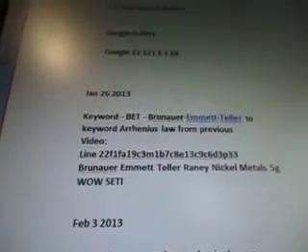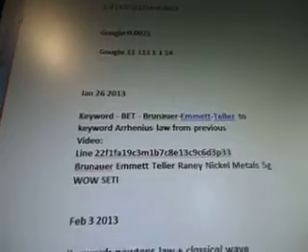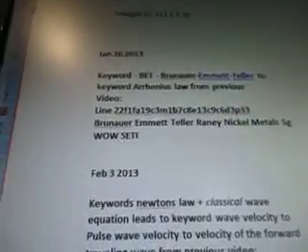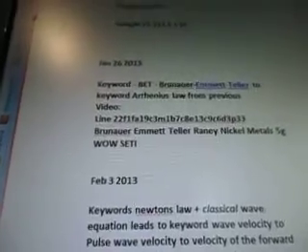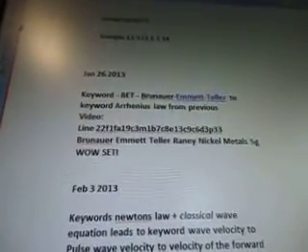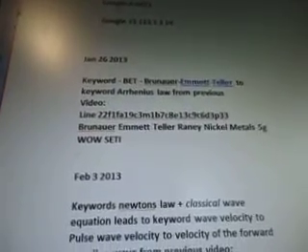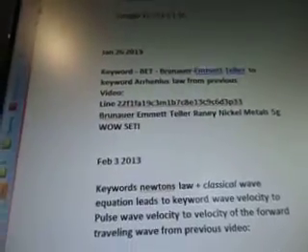We're still working on the keywords from BET Brunauer-Emmett-Teller that led to Arrhenius law, and that was from line 22f1fa19c3m1b7c8e13c9c6d3p33 Brunauer-Emmett-Teller Raney nickel metals 5G Wow Seti.